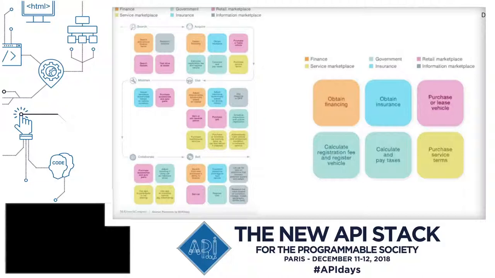There's acquiring the car, a couple of different steps involved. Then you use it, you maintain it, you sell it, you collaborate. But we will look at only the acquiring step. It's just zooming into the second acquiring step here, so it's better readable. So you need to obtain financing, you need to obtain insurance, purchase the vehicle, then you do a lot of registration stuff, and in the end you also have some services that you want to add to the whole thing.